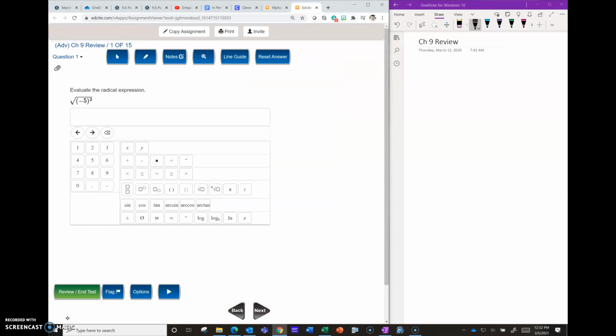The first question is evaluate the radical expression. When it's the square root squared, those cancel each other out. But when they cancel each other out, if you do the square, that makes a positive 25, and then the square root, it ends up being 5. So in your notes, it says that the square root of a negative number squared is the absolute value of that number. So the correct answer is 5. So in here, you'd want to type in 5.